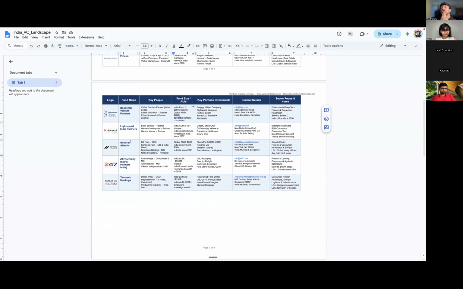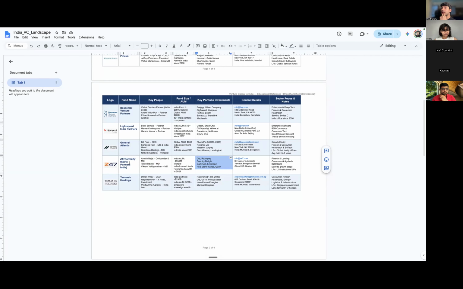Lightspeed, General Atlantic, Z47. This is a fund that, when I left McKinsey, I had a cold inbound from for an interview to see if they wanted me as an associate, which sometimes happens on LinkedIn when you have these hiring agencies looking for ex-McKinsey and other consultants. I did not sit for the interview because I don't know if I'm ready for VC yet. I want to build something, work as an operator before I go into this industry. But it's a good fund.